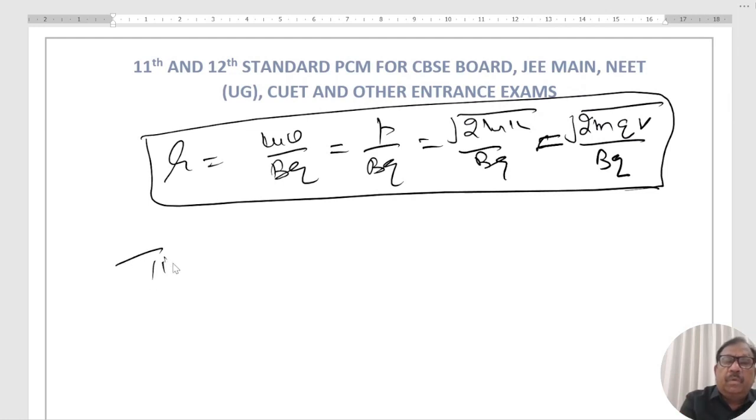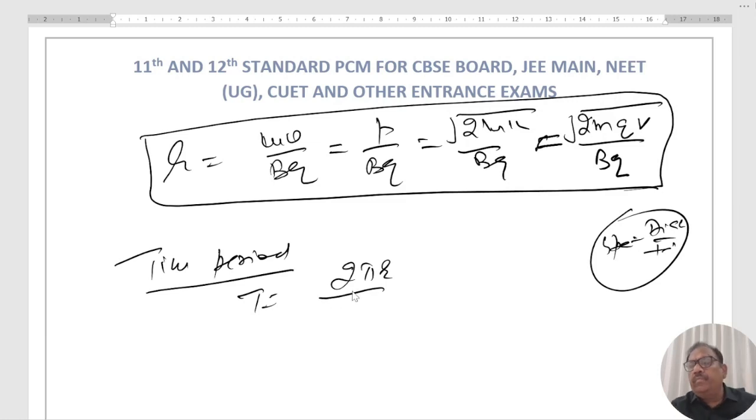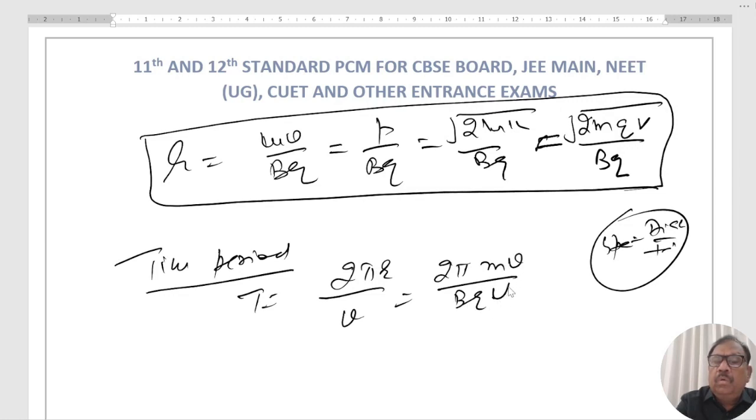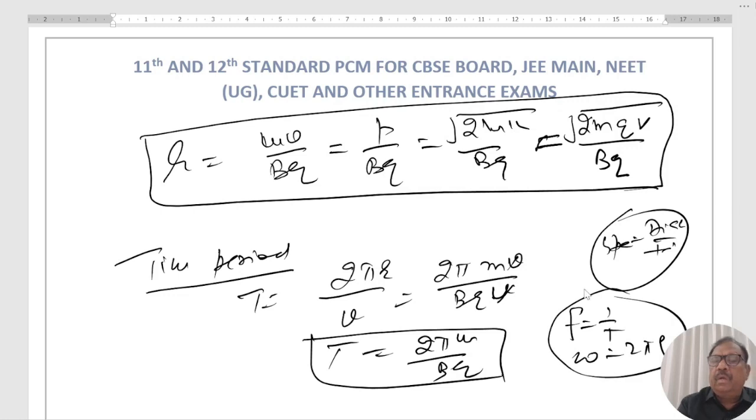And one more is the time period. You know, speed equal to distance upon time. The time period T will be equal to distance in one rotation, 2 pi r, divided by the velocity. Putting r as m v upon q B into v, the time period is 2 pi m by q B. From this, f equal to 1 by T and omega equal to 2 pi f. We can find any relation.